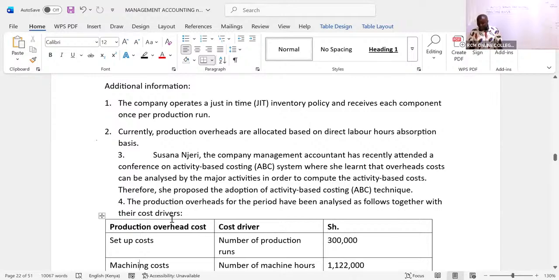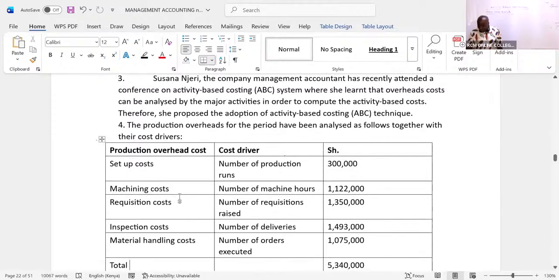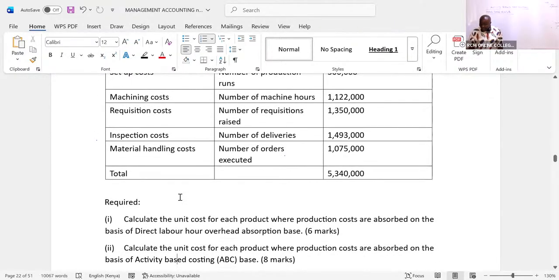Number 4, the production overheads for the period have been analyzed as follows, together with their cost drivers. So I can see setup cost and so on. What is the total overhead? The total overhead down there is 5,340,000. That is the total overhead. They want me to calculate the unit cost for each product where production costs are absorbed on the basis of direct labor hour overhead absorption rate base.